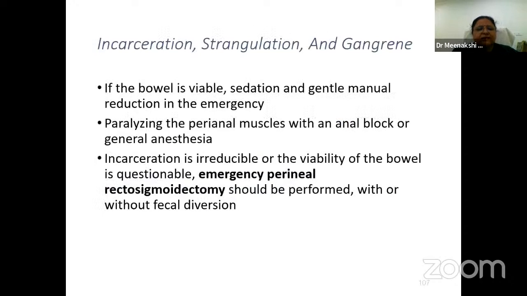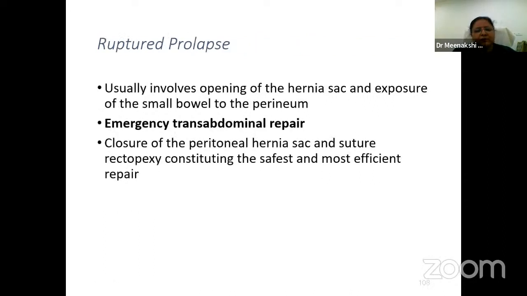Now the special situations, like whenever there is incarceration, strangulation or gangrene, when the patient comes with such a situation in emergency, what to do in such cases? If the bowel is viable, then sedation and gentle manual reduction in an emergency. For incarceration, for gangrene, we may have to go ahead with the emergency perineal rectosigmoidectomy. So depending upon what type of situation, we will have to deal in the emergency operation theaters.